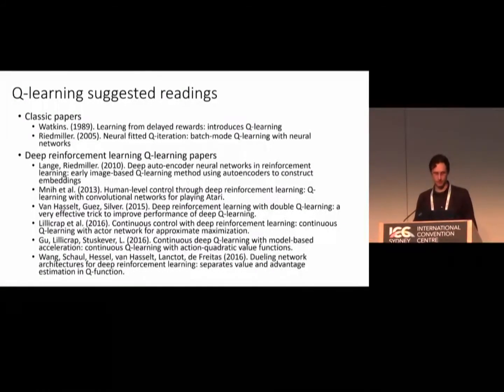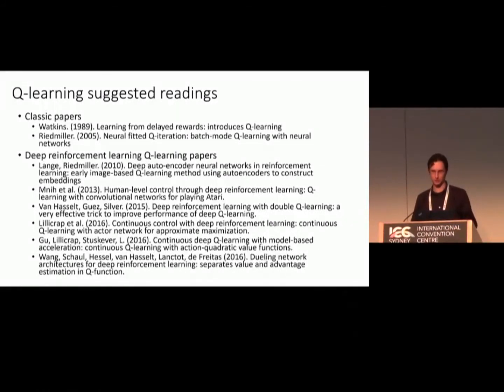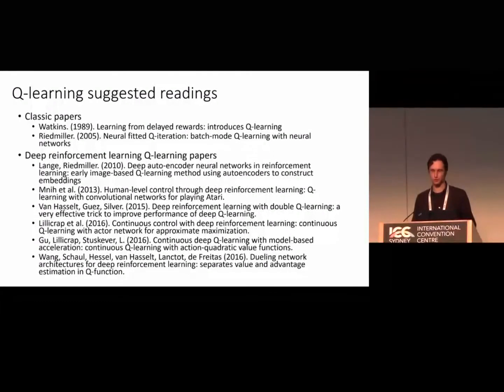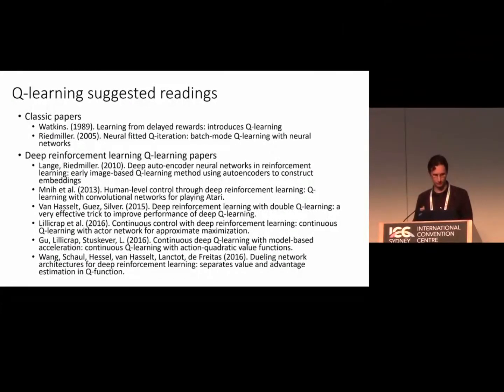And lastly, this paper introduces what's called the dueling network architecture, which is another design for a neural network architecture for Q-learning that tends to work pretty well.